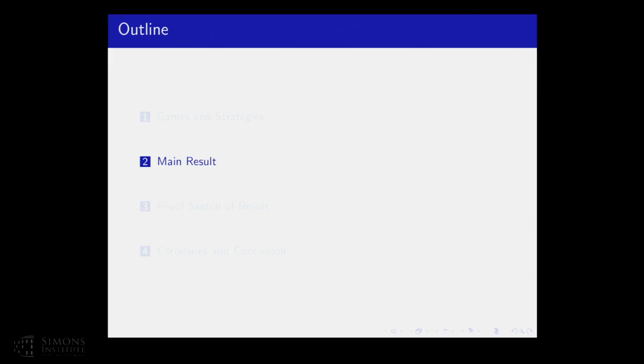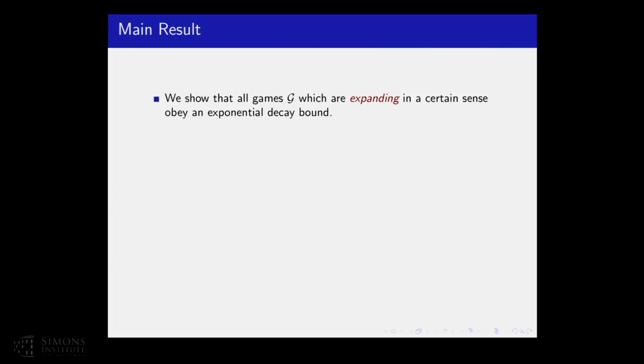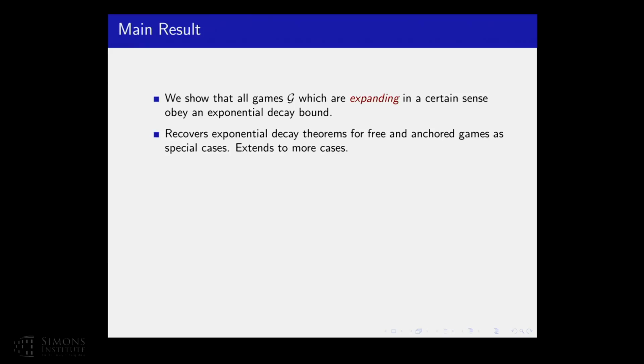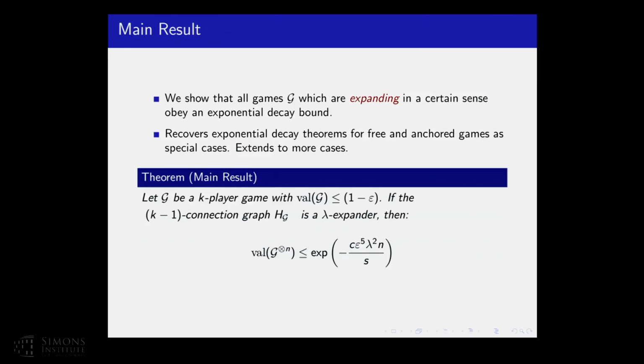Okay, so let me just state our result in this context. What we show is that all games which are expanding in a certain sense do obey an exponential decay bound, even for k greater than 2 players. And this recovers the exponential decay theorems for free and anchored games. And also, of course, it extends to a larger class of games. So here's the statement of the main result.